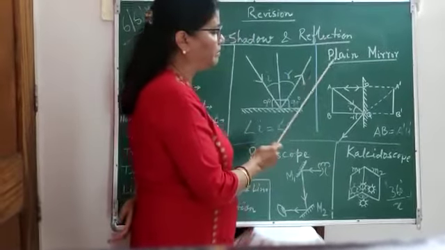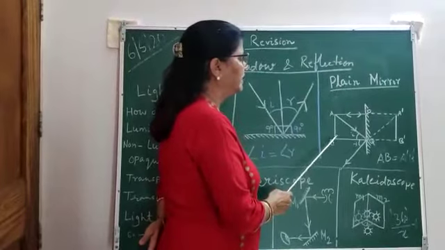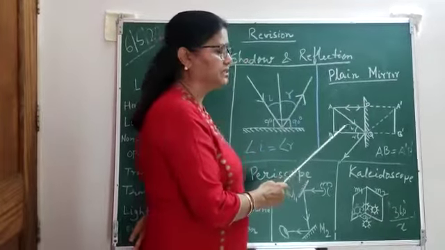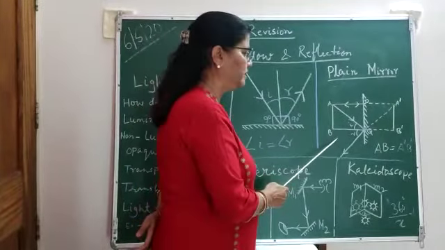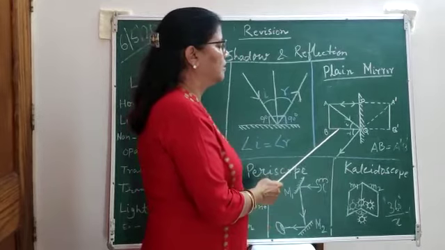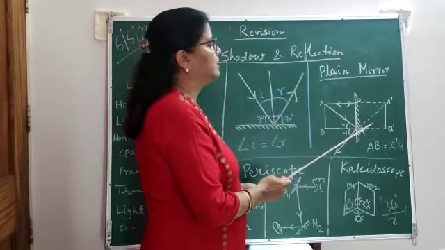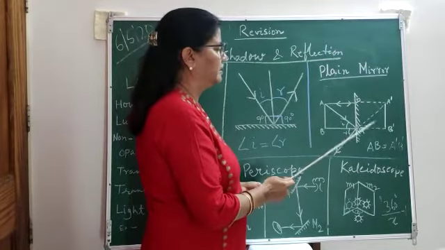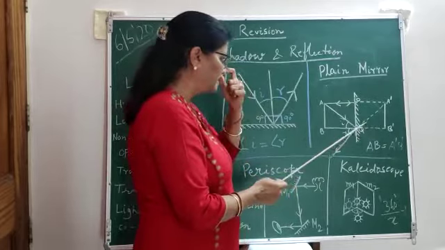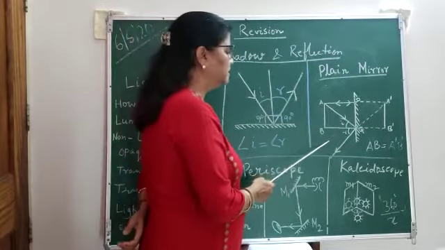But there is one very important property of plane mirror, that there is lateral inversion. Lateral inversion means when you see your face in a plane mirror and show your right hand, you will see the left hand in the mirror. So right is seen as left, left is seen as right in a plane mirror. That is called lateral inversion.